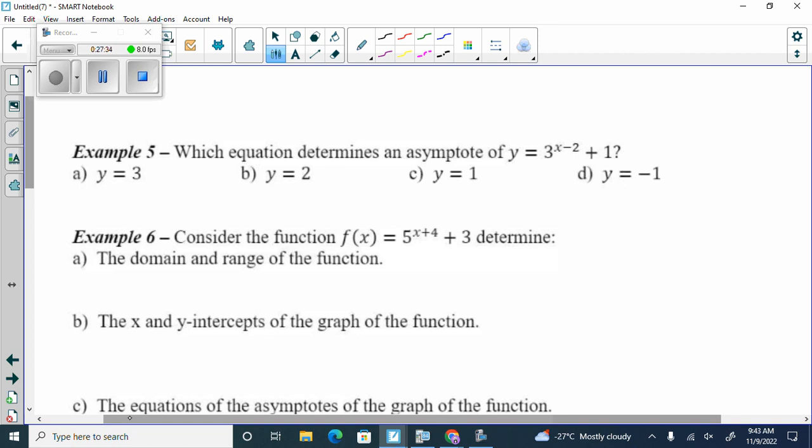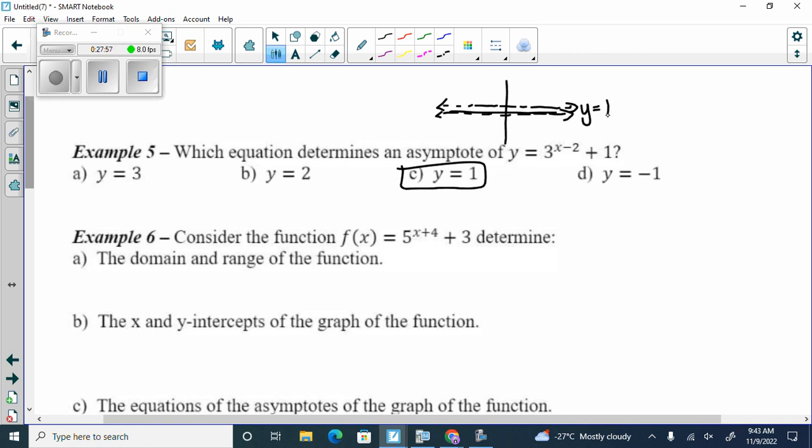The asymptote? Oh, yes. Remember, your vertical translation moves your asymptote. Your asymptote is here normally. If it moves 1 up, it's now here, which is y equals 1.